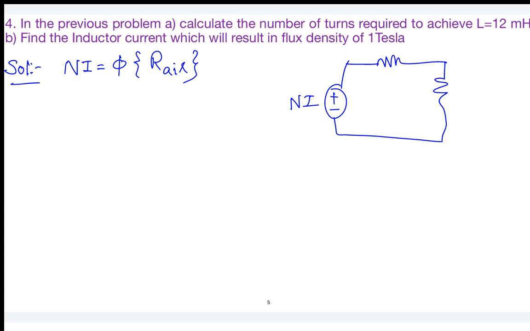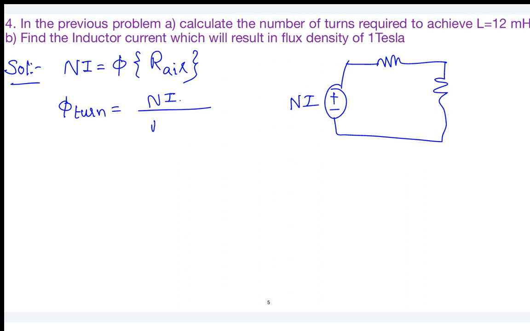Now, what you need to do in this case? The flux per each turn is equal to Ni divided by the reluctance of the air gap. N is the number of windings. Can you cross check it again? Okay, anyhow, we'll do that. This is the flux per each turn, right?